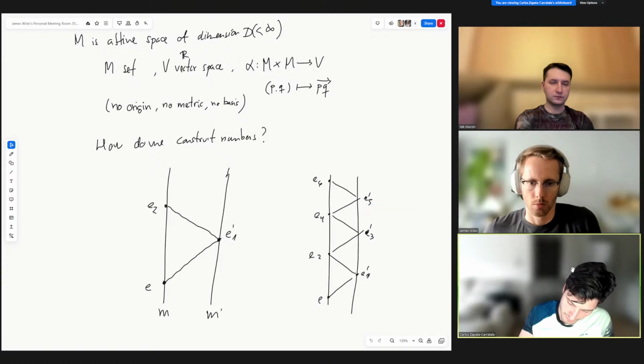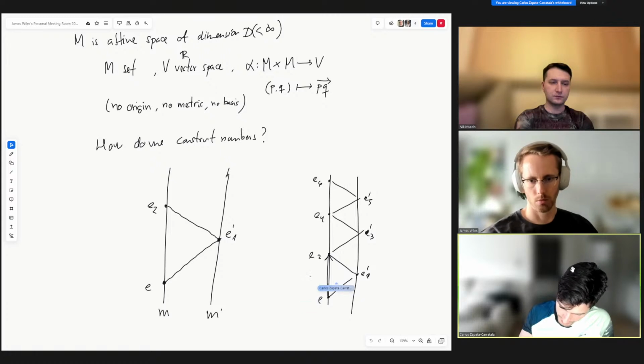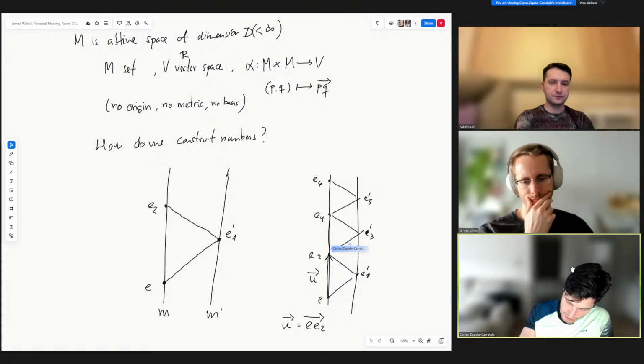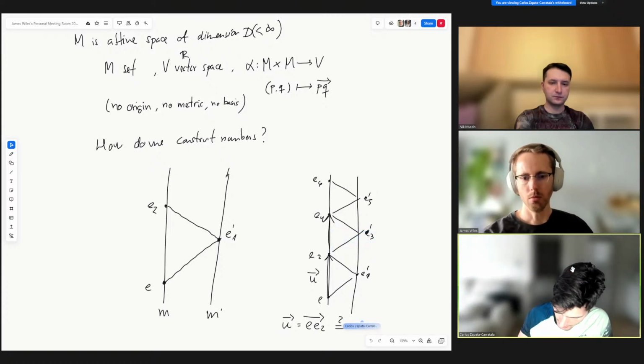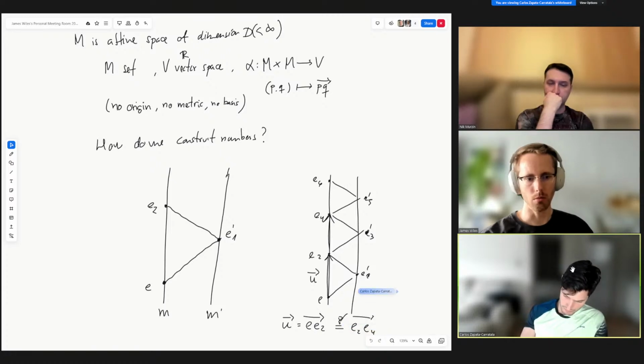And so in this direction, this is a vector. You have access to this vector, right? You can define this U, which is E to E2, for example. That's a vector. So you can just simply say, are these two the same, is this the same as E2 to E4, for example? So the axioms of the light rays will tell you that, yes, those are the same. And so you can define a sequence of numbers.